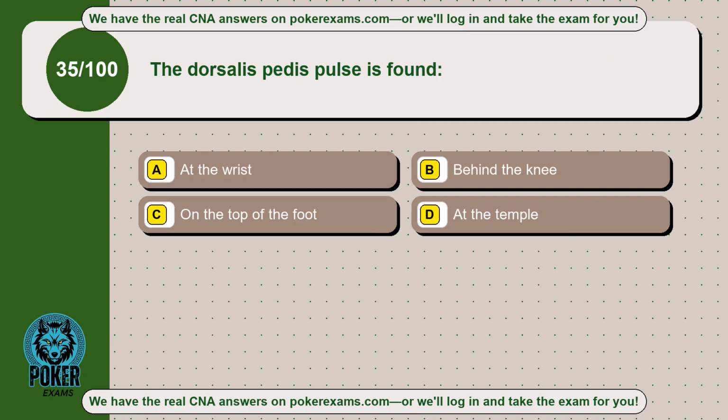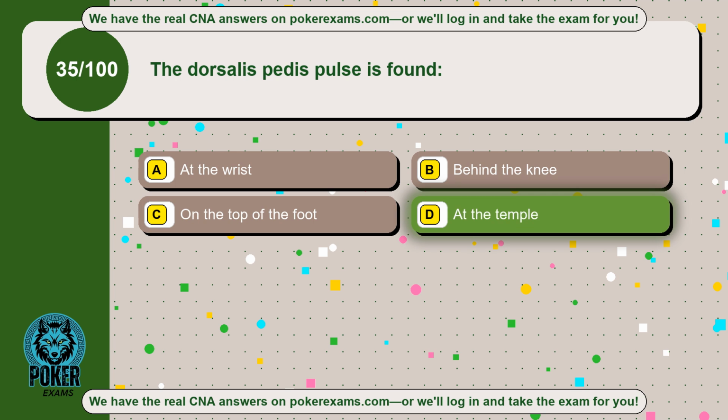Question 35. The dorsalis pedis pulse is found. Option A. At the wrist. Option B. Behind the knee. Option C. On the top of the foot. Option D. At the temple.